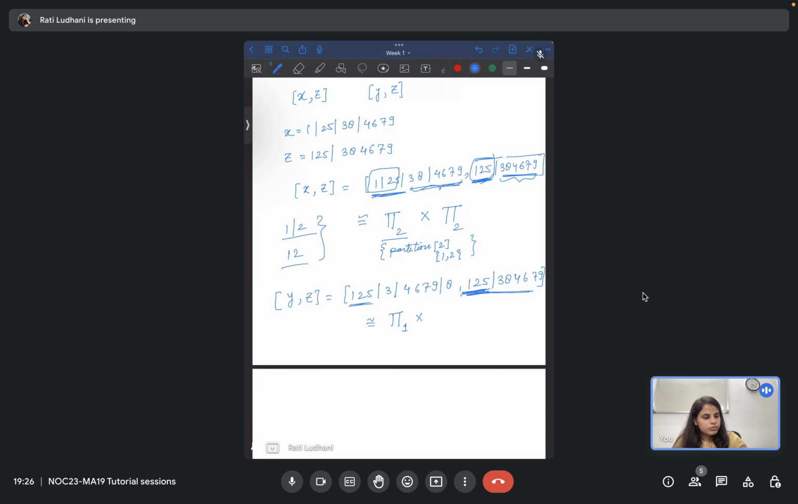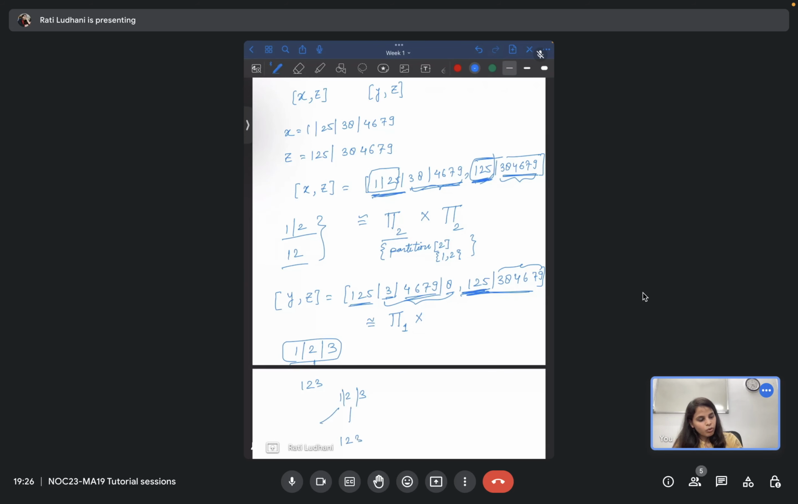Now let's see what happened with the other thing. You have 3 8 4 6 7 9. It has been refined in three parts, separated into 3 4 6 7 9 and 8. You have three partitions for this. So you can think of this as 1 2 and 3. So you have the set 1 2 3, it has been refined in this. So you need to count all of them, you have 1 2 3 separated.